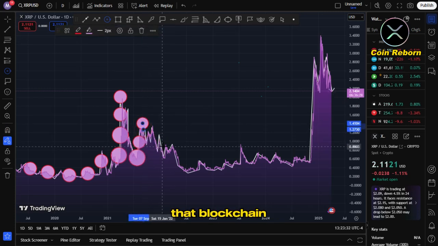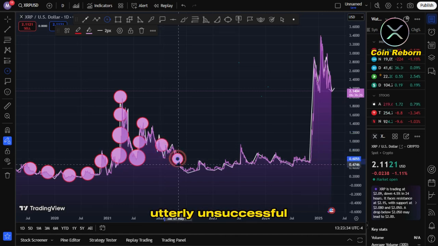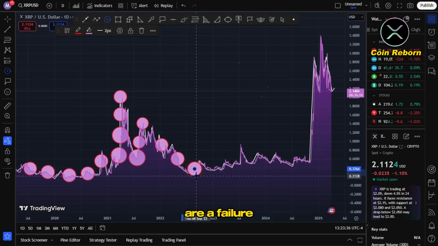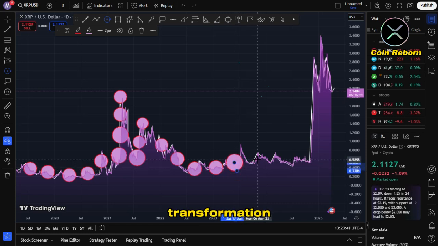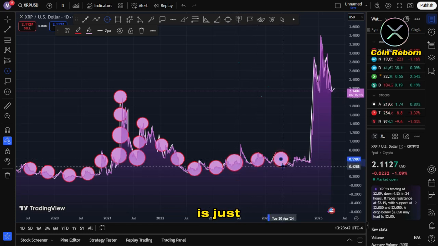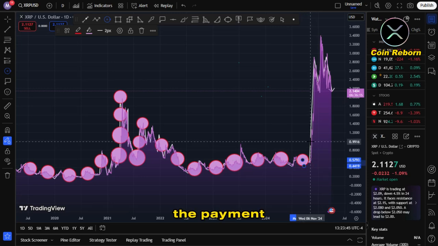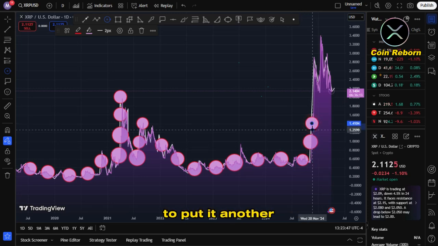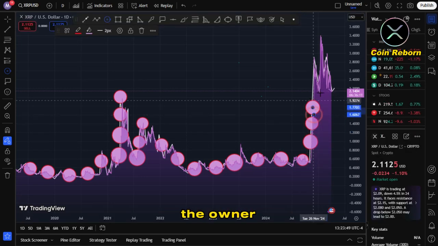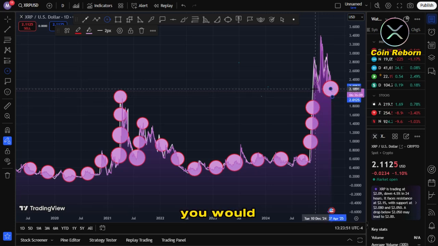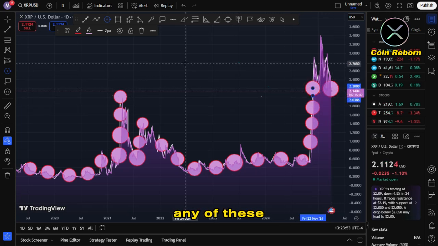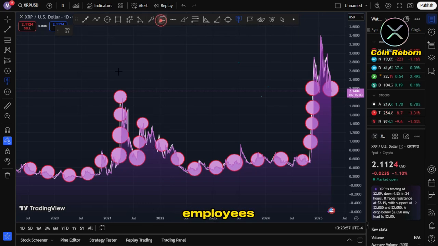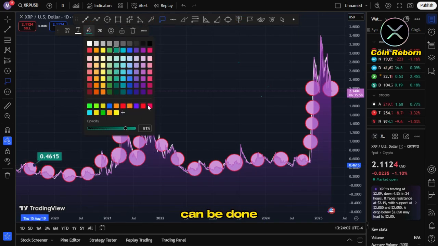Even in the event that blockchain technology is utterly unsuccessful and all cryptocurrencies are a failure, the world of payments is going to undergo a transformation because it is bad. To put it another way, if you were the owner of a payment company, you would really want to go to any of these new corporations and tell them, hey, let's fire all of your hundreds of payment employees. We will take care of all of your debts. On the other hand, nothing can be done about that.